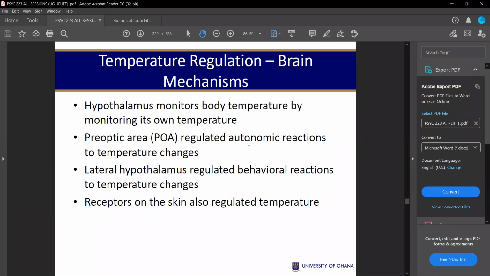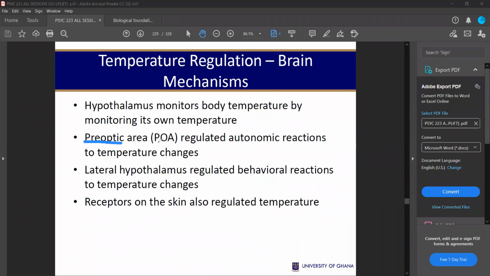All right. So for you to experience either physiological or autonomic reactions or behavioral reactions, it is dependent on what? On your brain, especially your hypothalamus. So that's why when we were talking about brain and behavior, we indicated that the hypothalamus plays a lot of roles. It helps us during temperature regulation, hunger, thirst, sexual behaviors, and so on. And within the hypothalamus, we have a specific area which helps us go through the autonomic reactions. We call it the preoptic area.